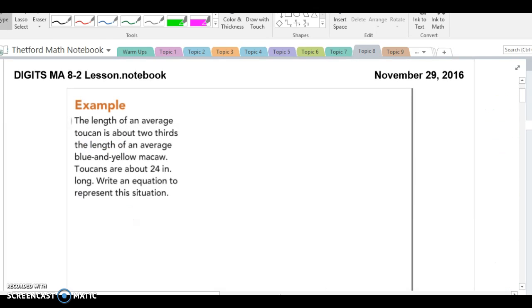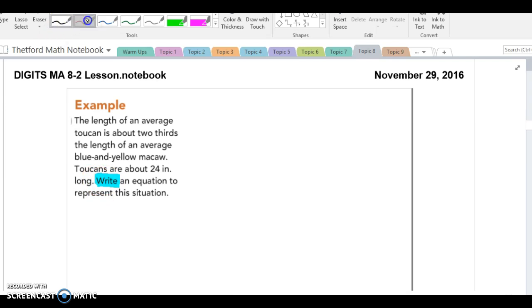All right, let's look at our first word problem. The length of an average toucan is about 2/3 the length of an average blue and yellow macaw. Toucans are about 24 inches long. Write an equation that represents the situation. So it says just to write an equation. Since it only says to write, that means that we're just going to set it up. We're not actually going to solve it today.